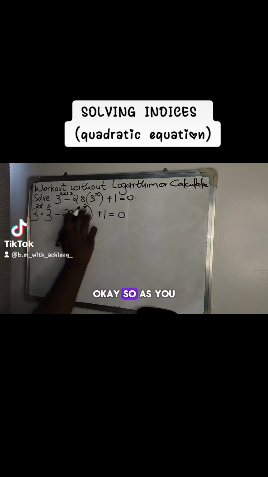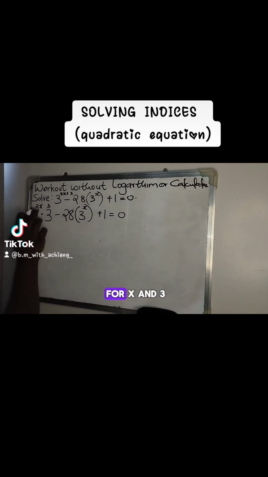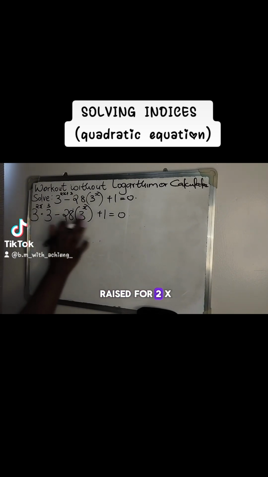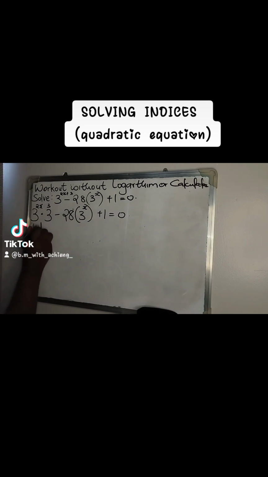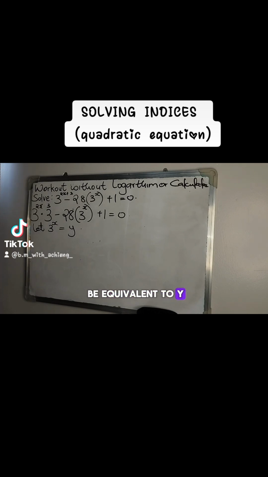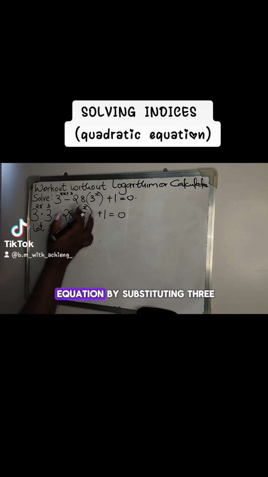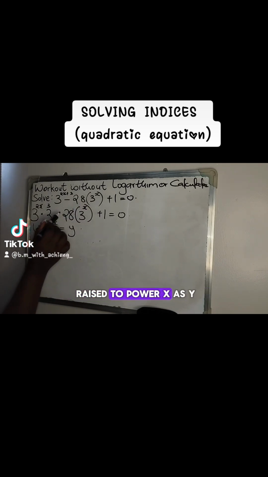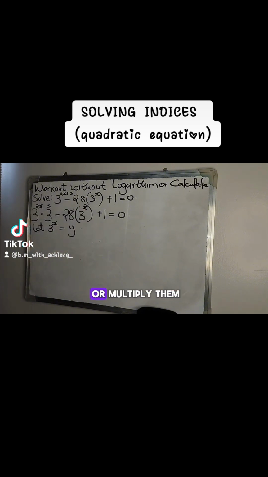Okay, so as you can see, we have 3 raised to power x and 3 raised to power 2x. We can let that number raised to power x be a letter. We can let 3 raised to power x be equivalent to y. So we will rewrite the equation by substituting 3 raised to power x as y. And then the whole numbers, we can expand them or multiply them. So as you can see, 3 raised to power 2x, that will be y raised to power 2.